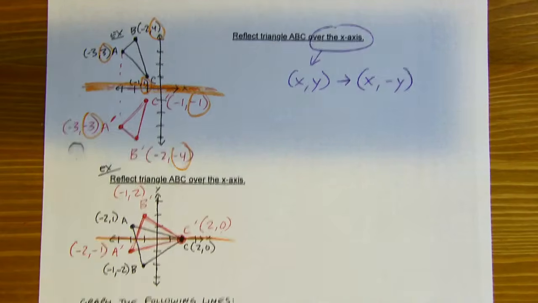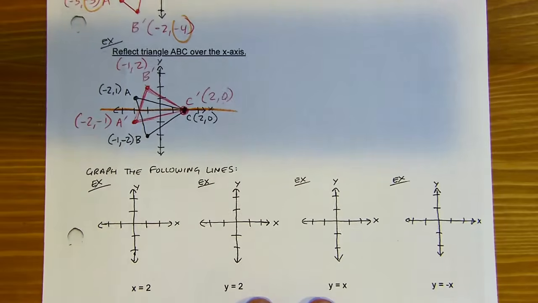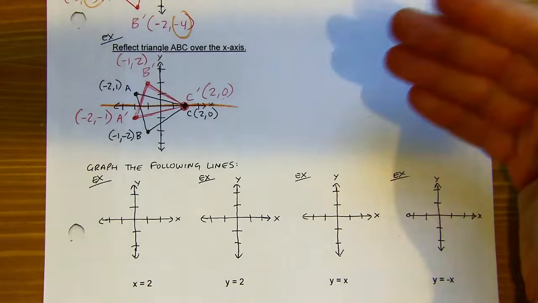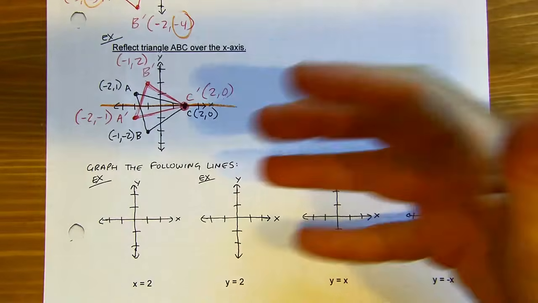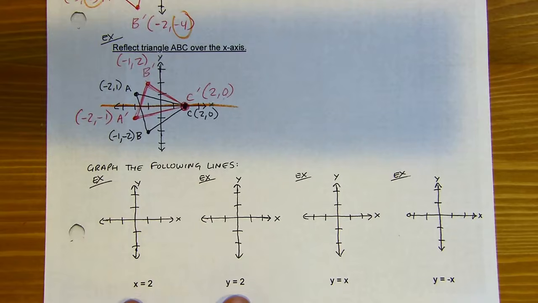Okay, so next up, this is a little throwback to some algebra. We're gonna graph some lines, some linear equations, because we're not always going to be reflecting over the x-axis or the y-axis. We might reflect over lines like these ones, so it's really important that you know how to graph these lines. Okay, so these two often get mixed up, x equals 2 and y equals 2. So one of them is a horizontal line and one is a vertical line.